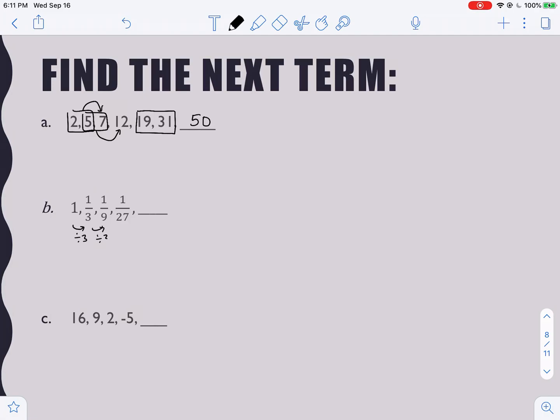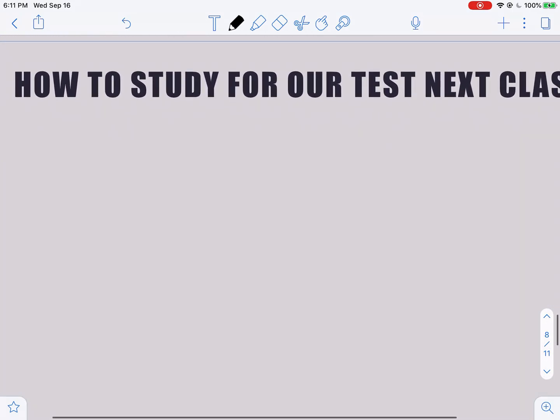The next one, each time I'm dividing by 3. So if I divide by 3 each time, 1/27 divided by 3 is the same thing as 1 over 27 times 1 over 3, which is 1 over 81. On the next one, you're subtracting 7 each time, or you're adding negative 7, and so the next number would be negative 12.